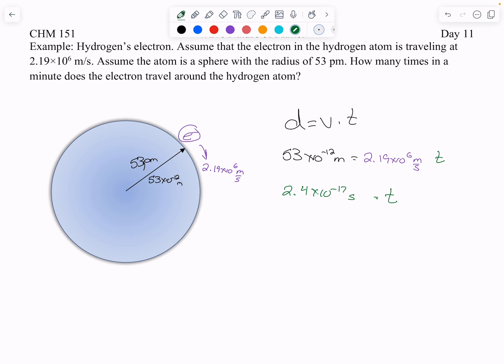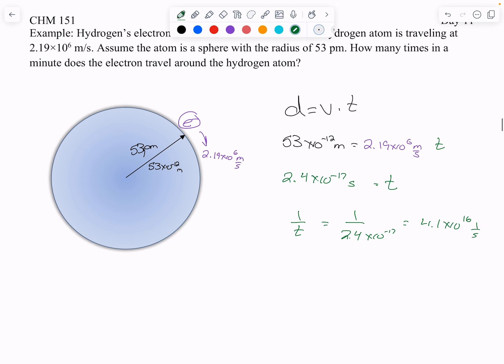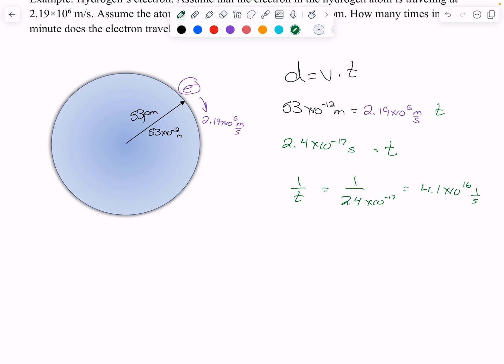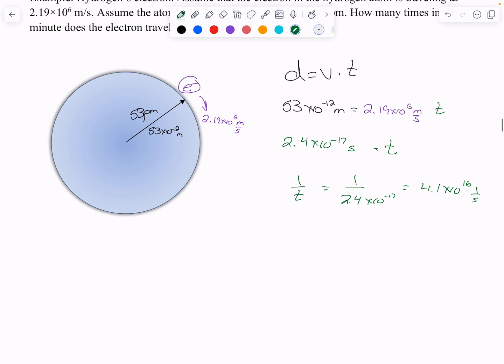I want to know what 1 over t is, right? So 1 over 2.4 times 10 to the negative 17 happens to be 4.1 times 10 to the 16, 1 over seconds. Well, I asked for a minute, so 4.1 times 10 to the 16, 1 over seconds, times 60 seconds in 1 minute, gives me 2.5 times 10 to the 18 RPM.